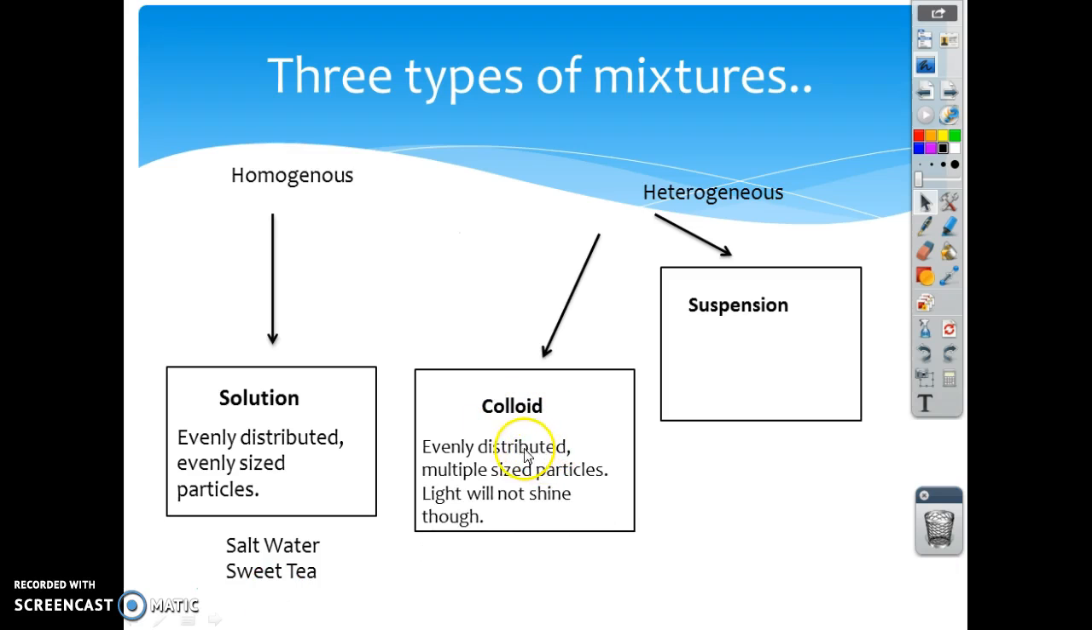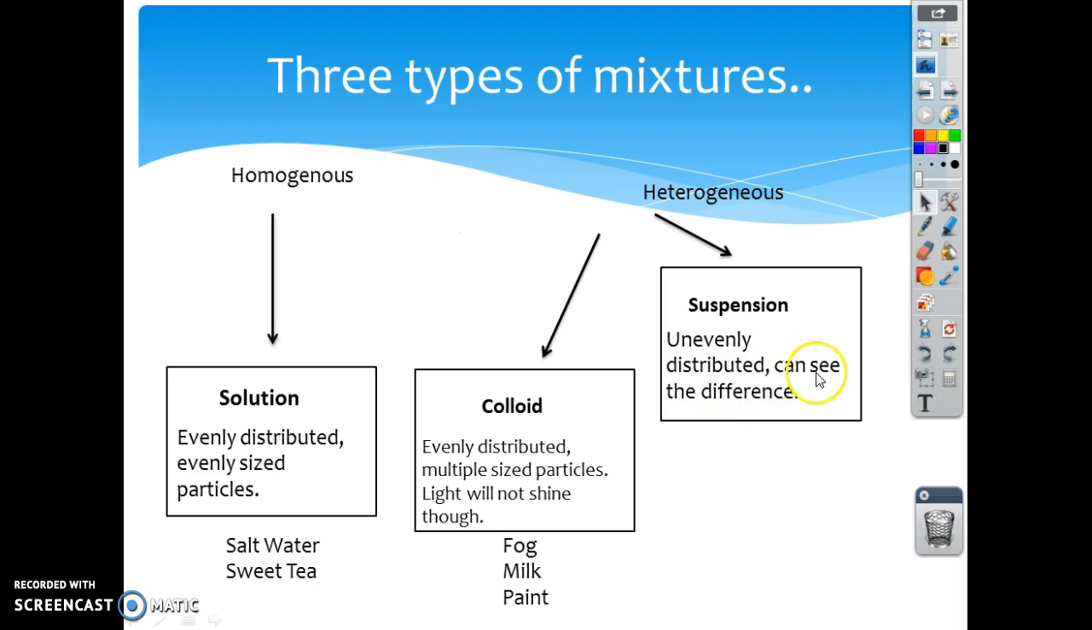A colloid is evenly distributed and has multiple sized particles. The good way to remember this is that light will not shine through. Colloids are cloudy. So because they're cloudy, it's a good way to remember what a colloid is. Milk, fog, paint, these are all cloudy substances. That makes them colloids. Another example is mayonnaise. Those are all colloids.